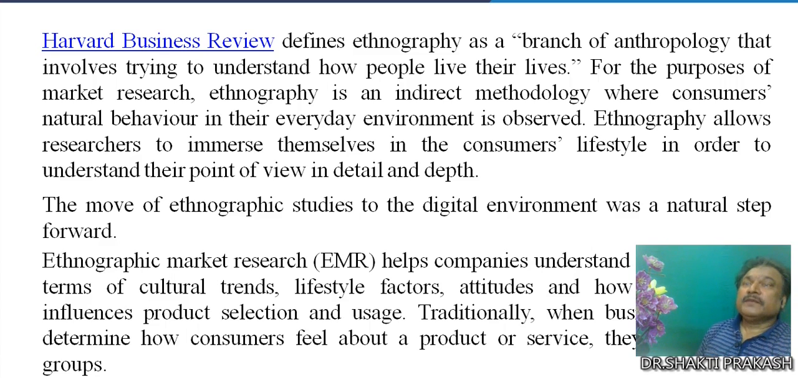the north area or middle of India, then it will depend upon what type of taste and preferences the rural people in that particular area have, and then we will keep such products in that particular area. Such types of studies we can do by the ethnography technique. Ethnographic market research (EMR) helps companies understand consumers in terms of cultural trends, lifestyle factors, attitudes, and how social context influences product selection and usage traditionally.